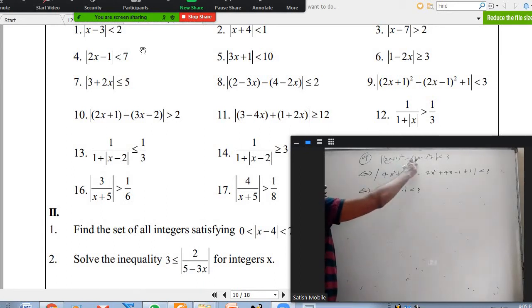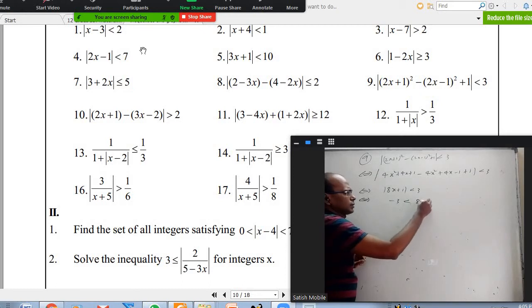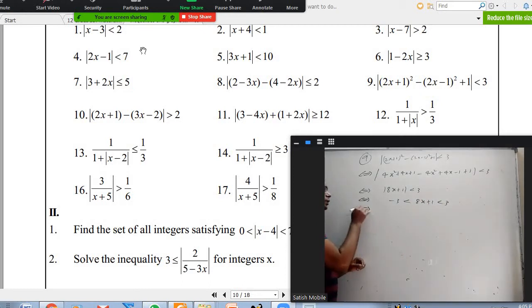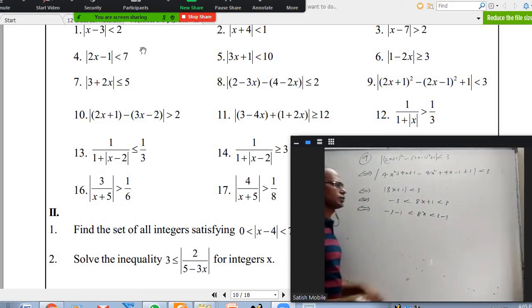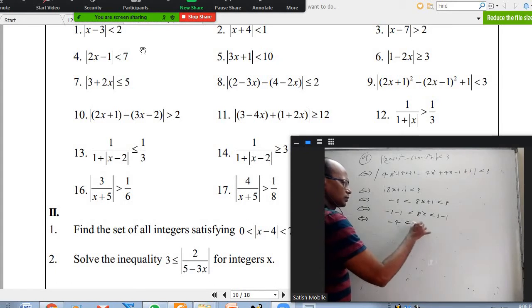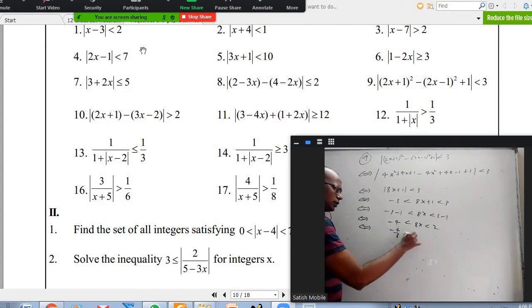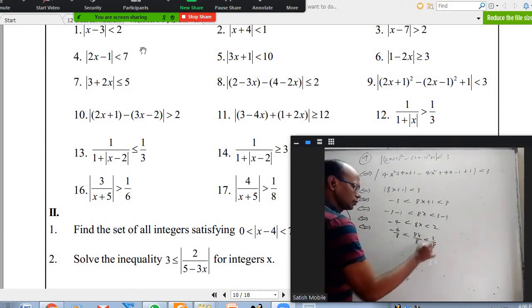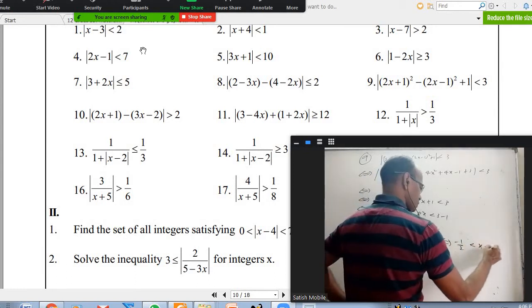You can take plus 2 square minus 8, plus square is 4ab, that will help us. Mod of something less than given should be between minus 3 and 3. So minus 3 less than 8x plus 1 less than 3. Subtract 1: minus 3 minus 1 less than 8x less than 3 minus 1. Minus 4 less than 8x less than 2. When divided by 8, minus 4 by 8 less than 8x by 8 less than 2 by 8, which is minus 1 by 2 less than x less than 1 by 4.